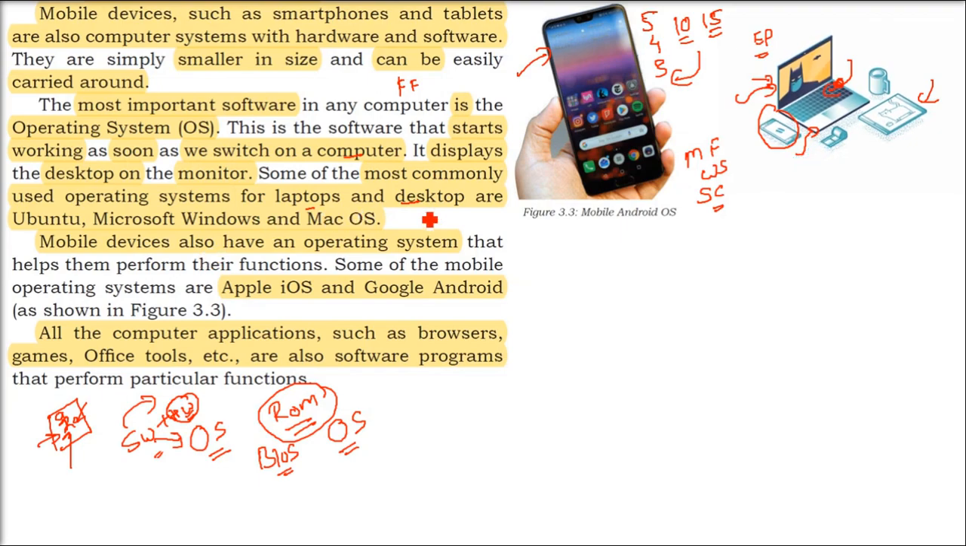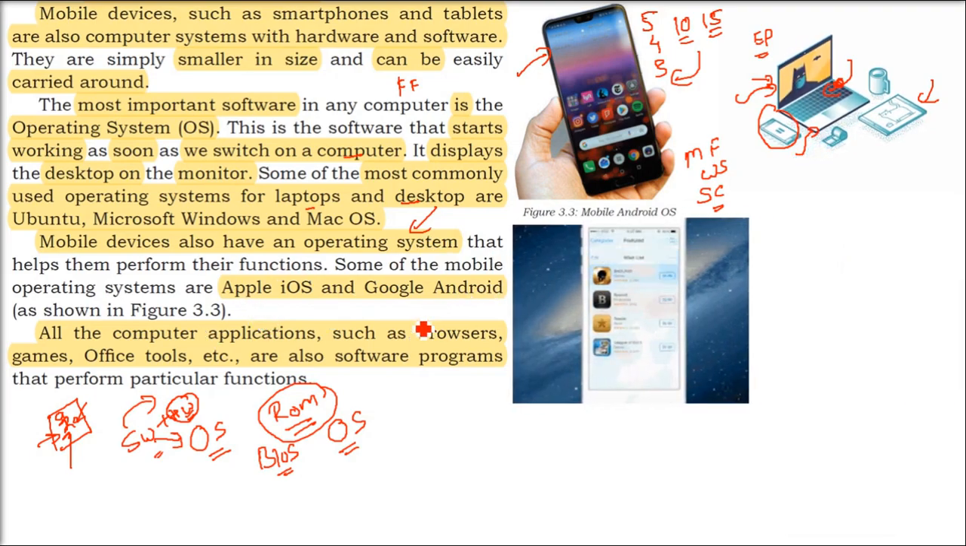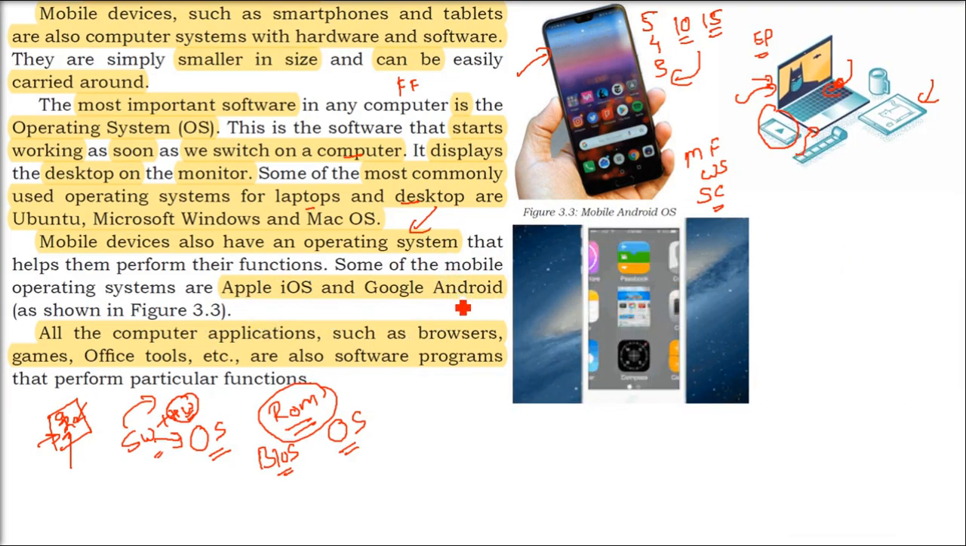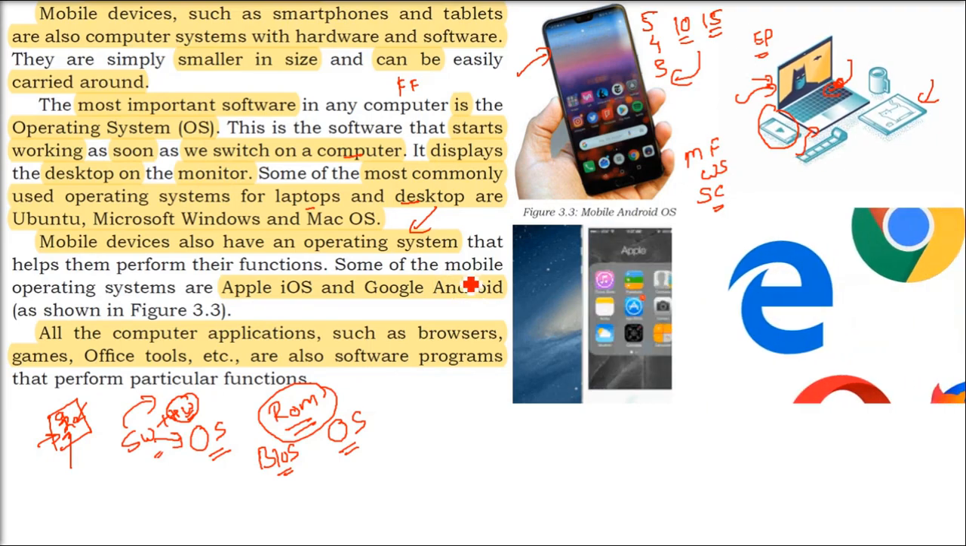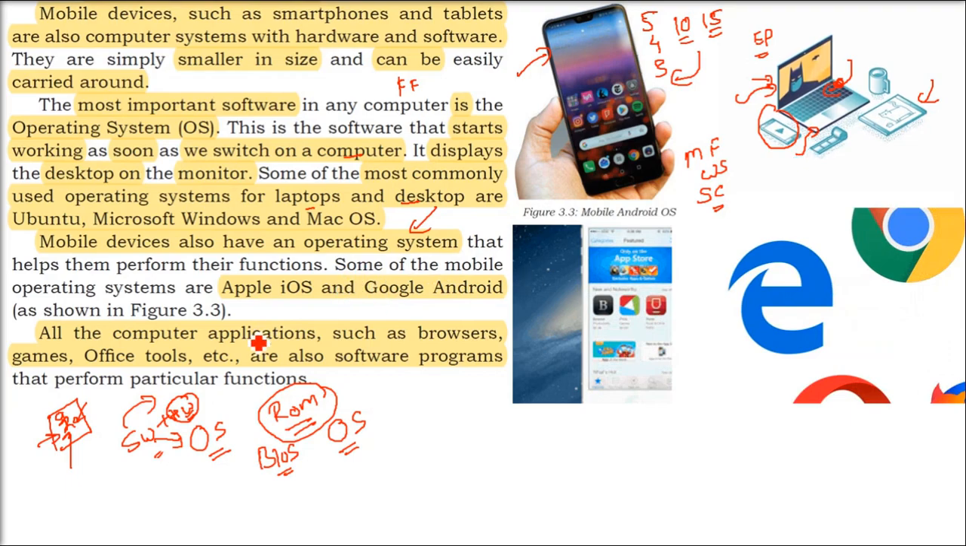Ubuntu is basically a Linux version. Mobile devices and computing devices also have operating systems now. We have Google Android; every Samsung mobile has an Android operating system. Apple has the iOS operating system. So these are different operating systems which are running the hardware.